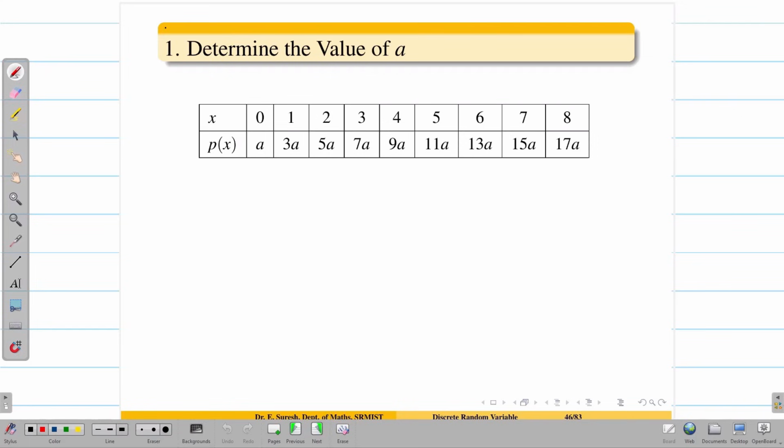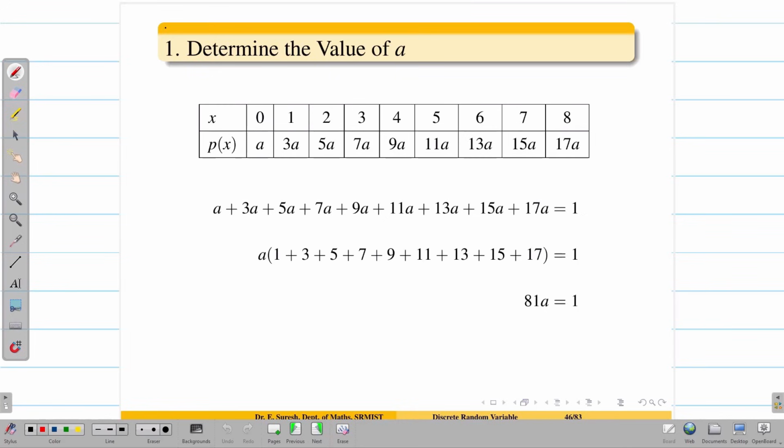To determine the value of A, we know that sum of probability is always equal to 1. If you add all the probabilities, it is going to be 1. Now, when you add this, we will get 81A equal to 1. Therefore, A is equal to 1 by 81.